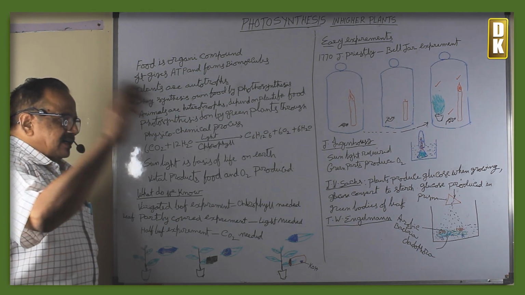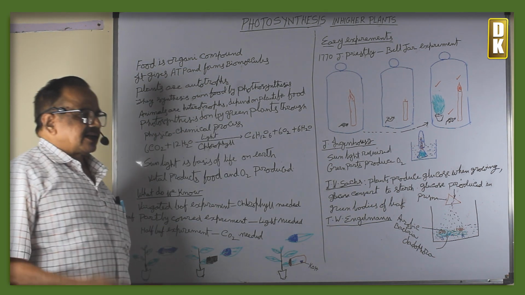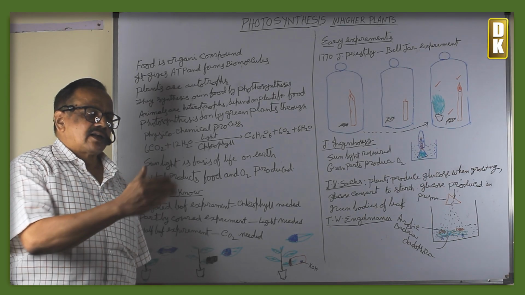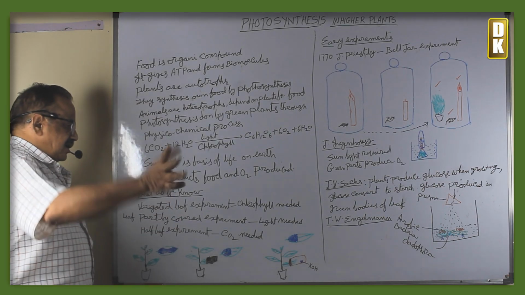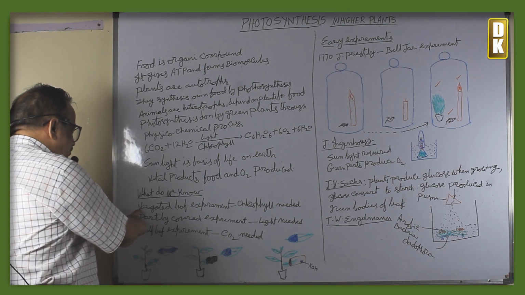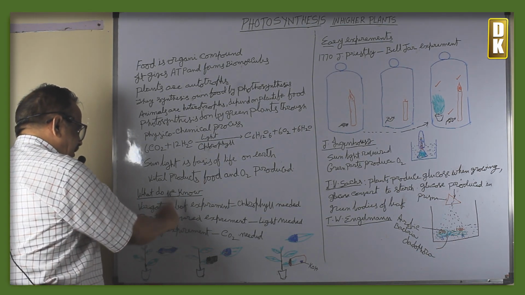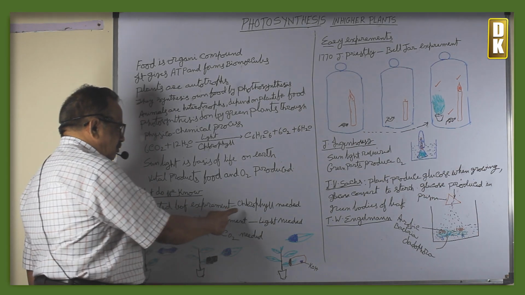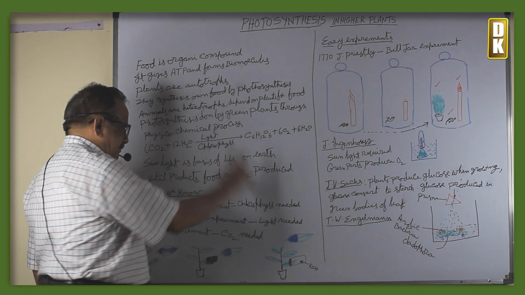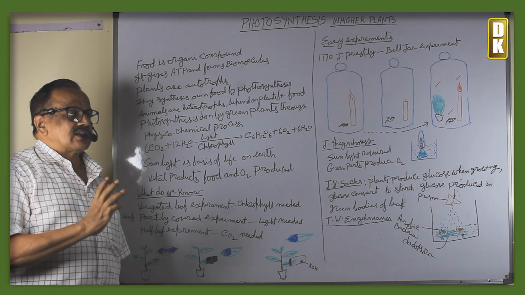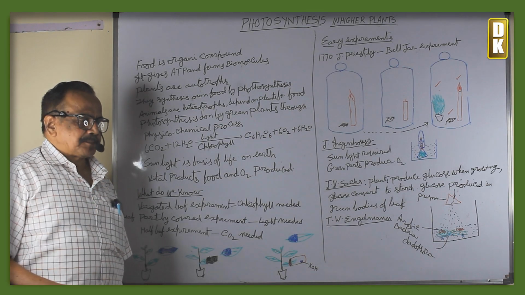Through three experiments he has given. These three experiments are given in the 10th class and the 9th class in the CBSE, that is the NCERT book. First one is the variegated leaf experiment. For what is the purpose of this experiment? Chlorophyll is needed for photosynthesis in the presence of light.